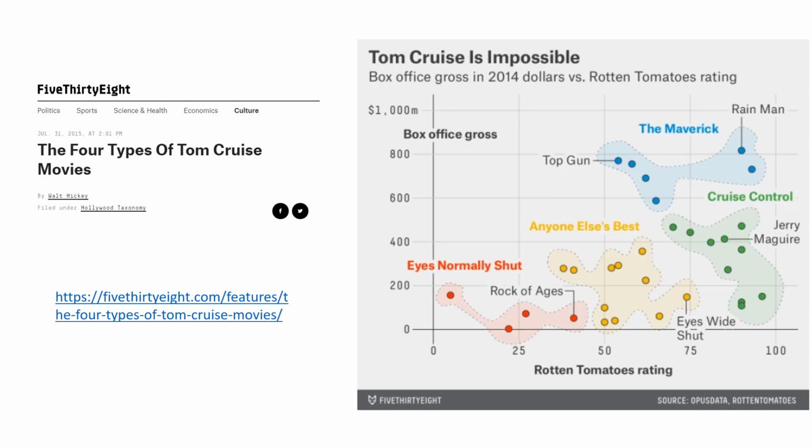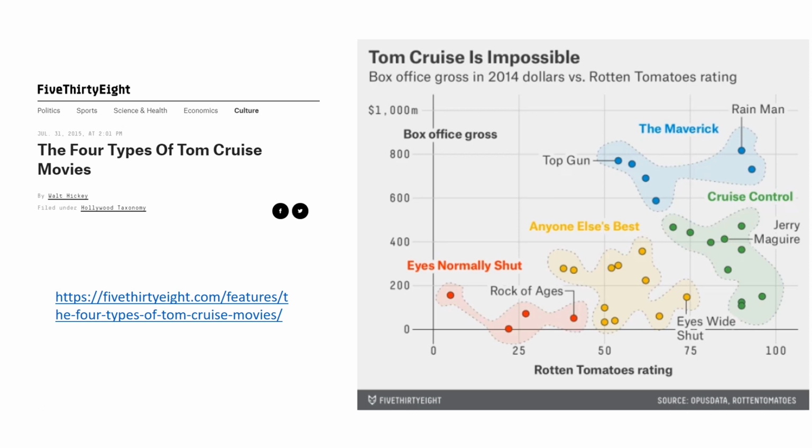This is one of my favorite examples of this. This comes from 538. There's a number of these I'll show you in a second. These are the quote, the 4 types of Tom Cruise movies organized by Rotten Tomatoes rating and box office gross. So 2 dimensions of these movies out of potentially hundreds of dimensions, but reasonable ones: what did people think of this and how much money did it make? And this particular author has by hand drawn little boundaries around these things.